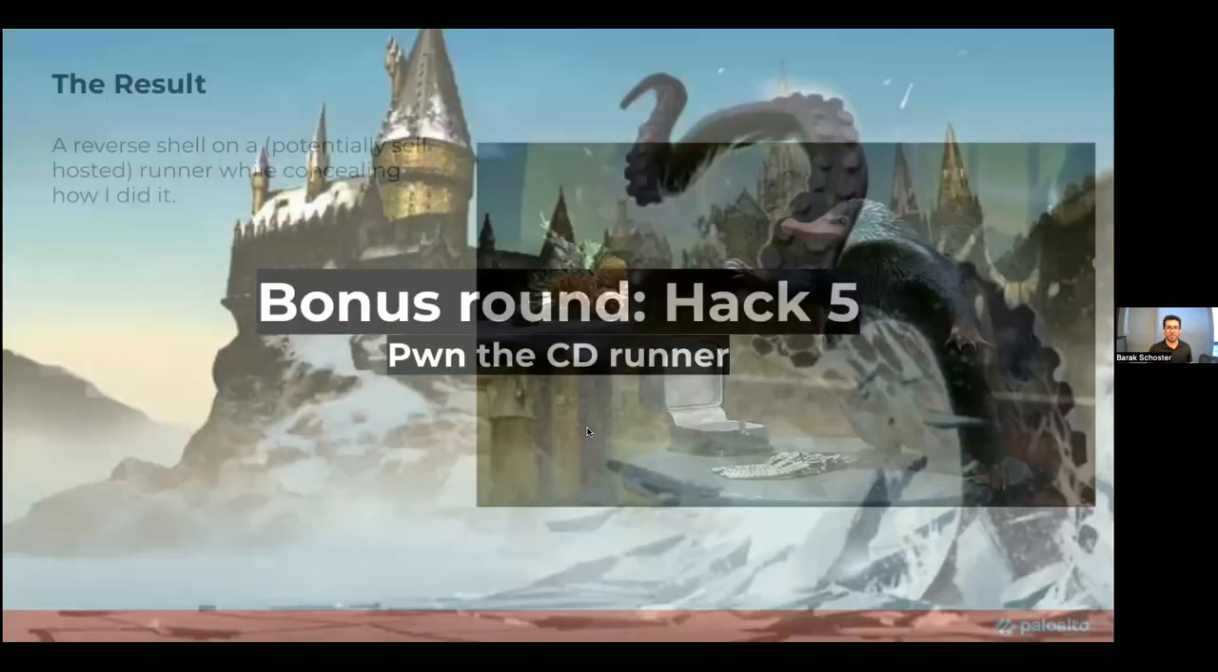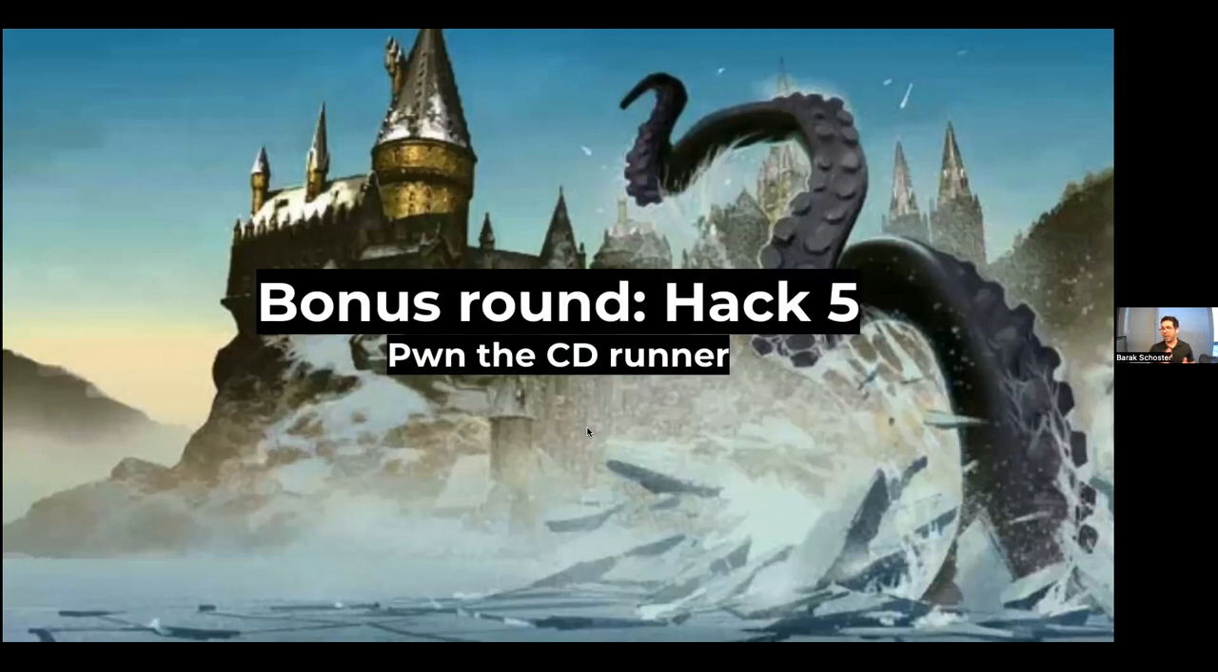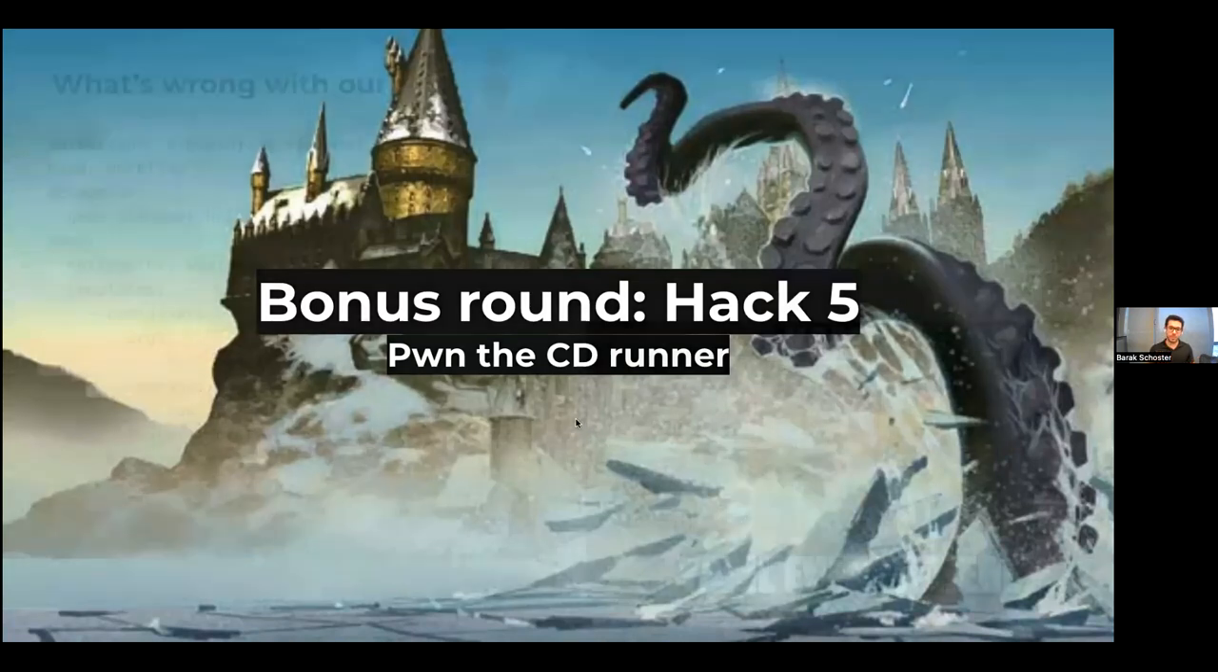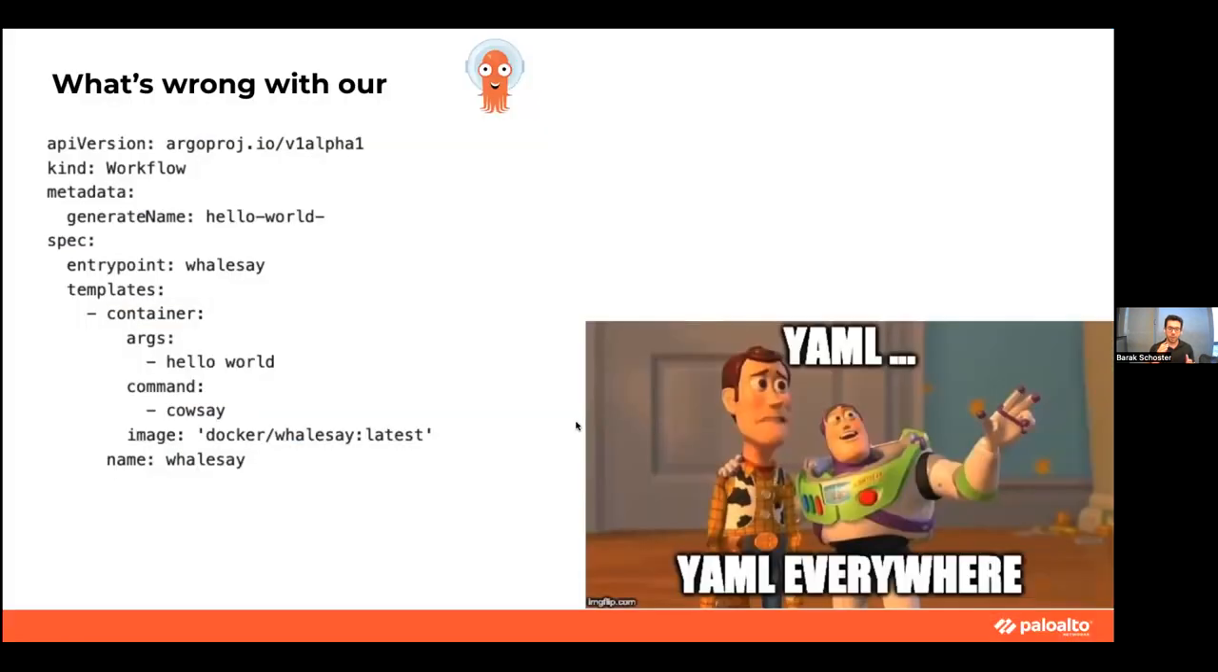So kind of funny. We have some time, so we'll do another interesting bonus hack. So we have CI runners, like GitHub Actions and Jenkins, et cetera. But we have another set of YAML-like workflow files. One of them is Argo CD. And Argo CD is a tool that is used to deploy Kubernetes application into a running cluster.